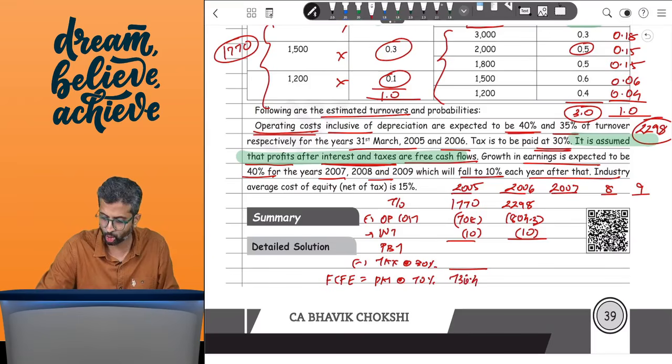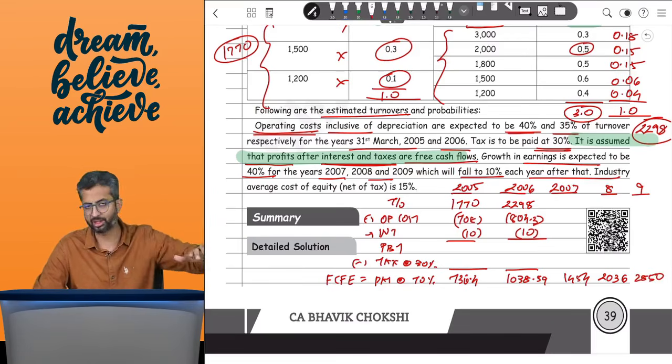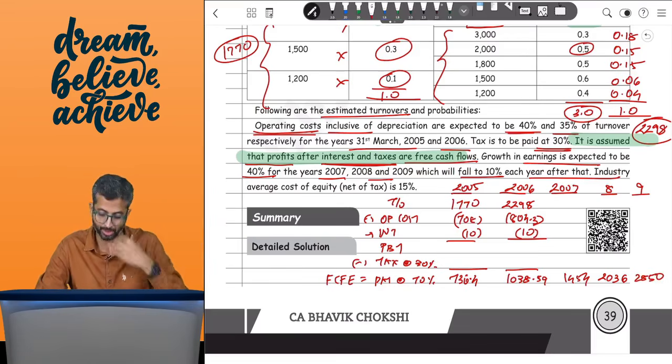736.4. Second year, 2298 minus 804.3 minus 10 minus 30%, and I think 1038.59 will be my PAT or free cash flow, to which every year you will add 40%. So this is, I think, 1454 in the next year plus 40%, around 2036 in the next year plus 40%, around 2849 or 2850 approximately in the next year. Now after that the growth stagnates at the rate of 10% up to perpetuity.